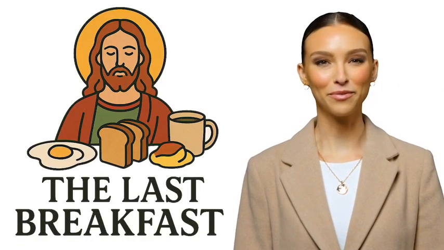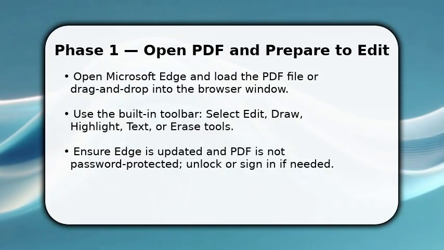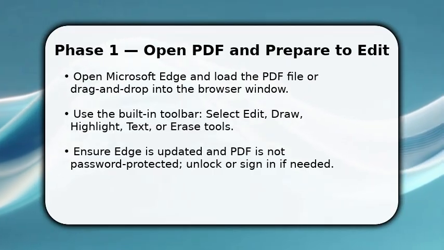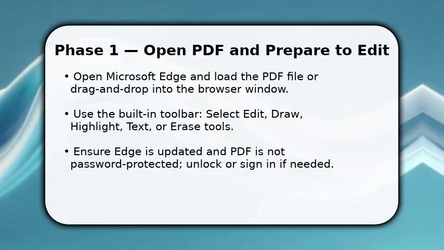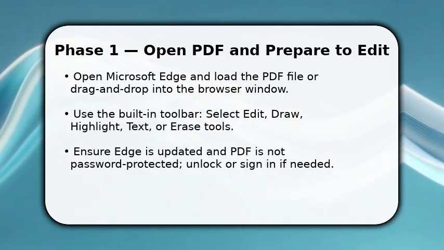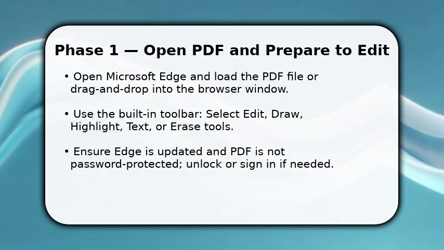Please enjoy the video. You start by opening the PDF in Edge. Click the file or drag it into the browser window so the built-in viewer appears. Once done, locate the toolbar at the top. This contains Edit, Draw, Highlight, and Text tools.